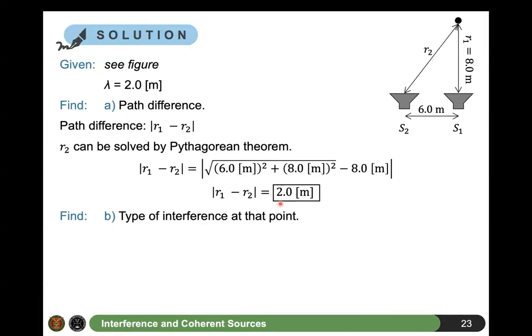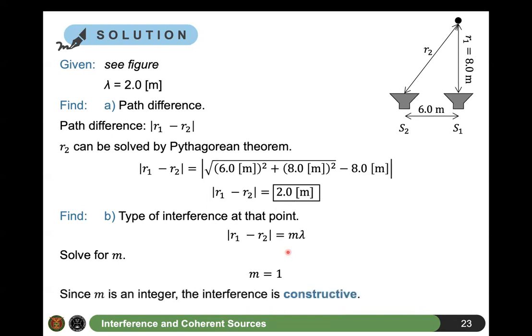Ngayon, ano yung type of interference at that point? So, we can solve for M. Actually, gagamitin mo, try mong solve for constructive, try mo ring i-solve for destructive. But since lambda is 2 meters, and 2 rin yung R1 minus R2, we get M equals 1. So integer multiple. Hindi natin kailangang i-test dun sa destructive. So here, constructive yung interference.